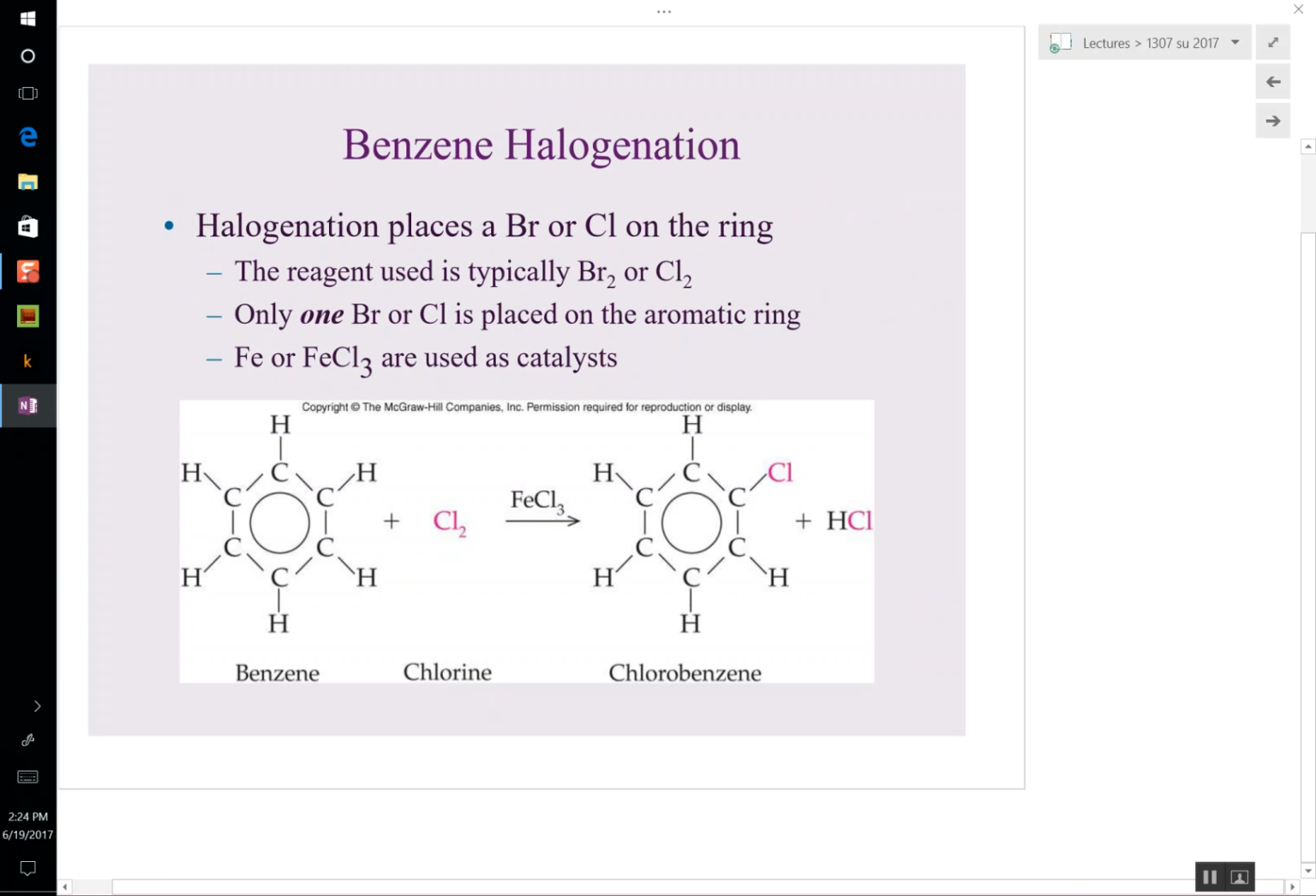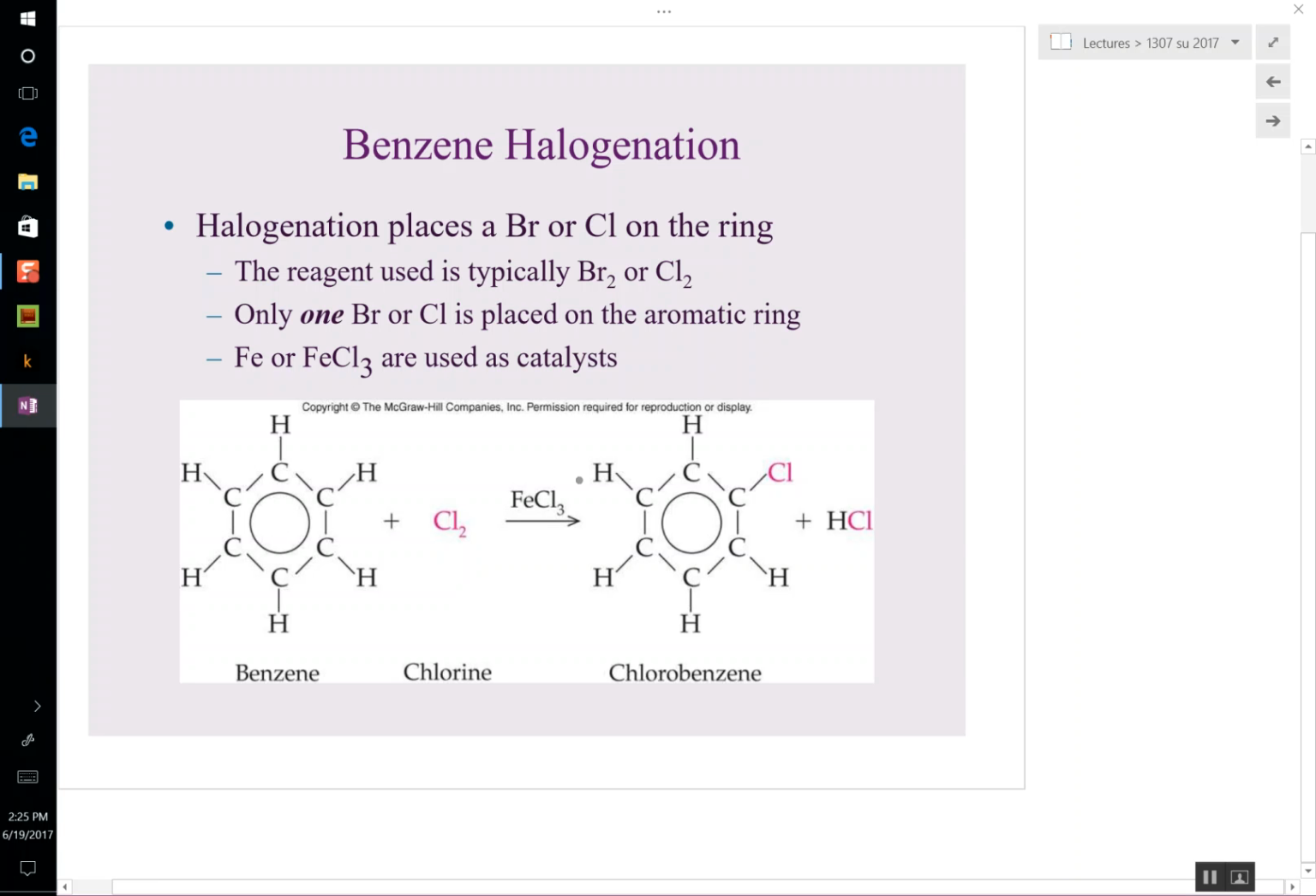Okay, here's the one reaction of aromatics that I expect you to know. We'll summarize all the reactions in chapter 11 in just a second. But this is one of them, the halogenation of an aromatic. Like I said, it doesn't react like alkenes. It's not addition. This is a substitution.